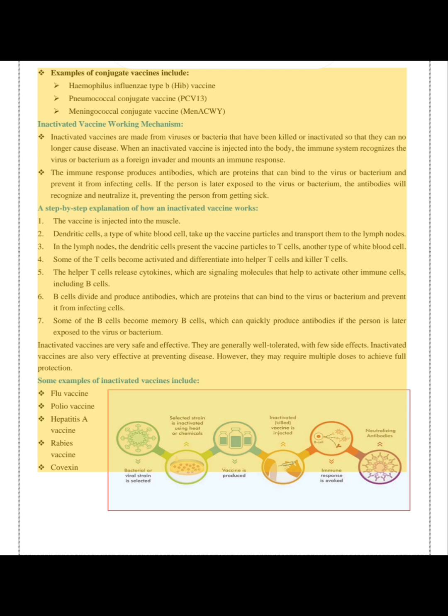5. The helper T cells release cytokines, which are signaling molecules that help to activate other immune cells, including B cells. 6. B cells divide and produce antibodies, which are proteins that can bind to the virus or bacterium and prevent it from infecting cells. 7. Some of the B cells become memory B cells, which can quickly produce antibodies if the person is later exposed to the virus or bacterium.